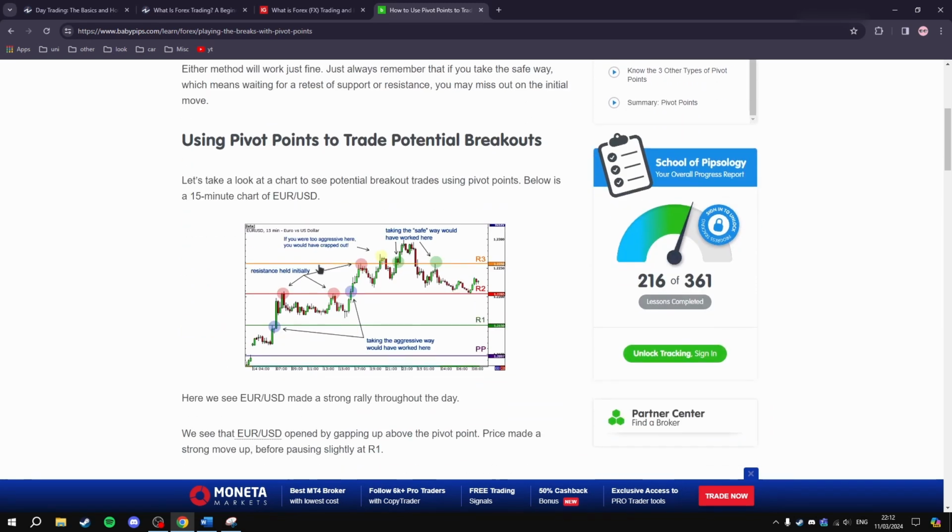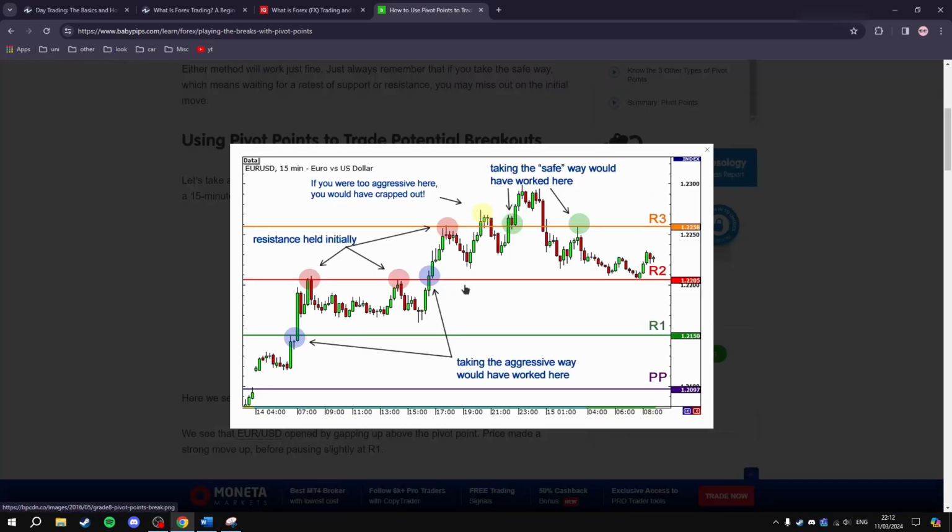Using pivot points to trade potential breakouts. Let's take a look at the chart to see potential breakout trades using pivot points. Below is the 15-minute chart of Euro USD. Taking the aggressive way would have worked here, and here. So it went up here, it went up here, or here as well. So I think every point where it shoots up to the next level would have worked.